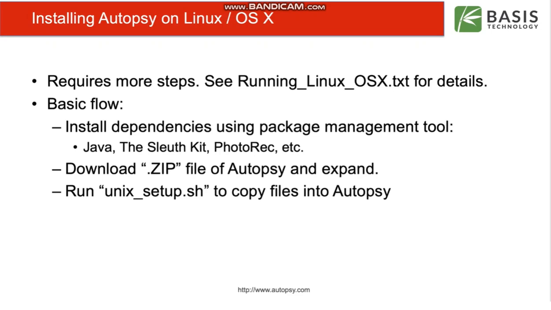But to do this, there is a text file. It's called Running Linux OS X. The basic flow of it is to install some dependency programs using the package management tool based on that platform. You'll install things like Java, the sleuthkit, and photorec. You'll then download a zip file of Autopsy and expand it, and then run a script called Unix setup, and that will copy various files from those dependencies into Autopsy so you can then launch Autopsy and it will find everything it needs.